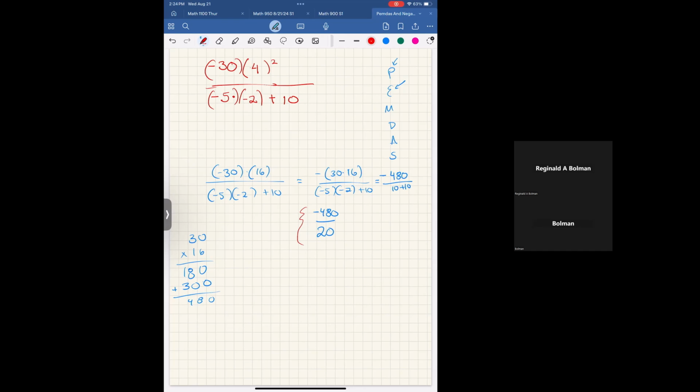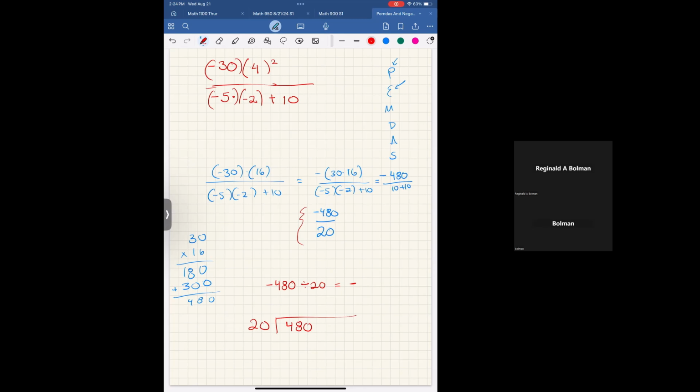We could stop right here. Or students could interpret this problem as 480 divided by 20 and perform the division 20 into 480. Note that at the end of the day, because you've got a negative and a positive, you will have a negative as a result. So when you perform this division operation, you'll have a negative something at the end of the day.